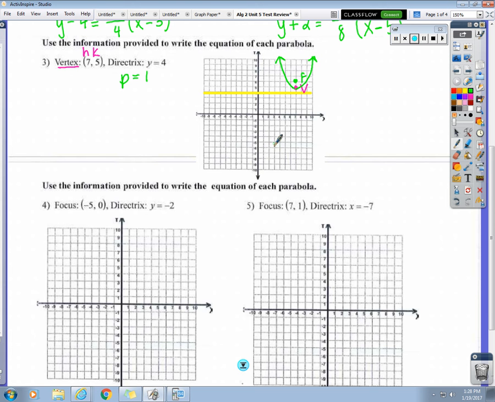So now we have everything we need to know. We know how the parabola opens. It's positive because it opens up. We know the h and the k, and we know the p. We are still using the equation y minus k equals, because we are still dealing with a horizontal directrix. So y minus your k value of 5 equals 1 over 4 times your p-value, which would just be 4. It's positive because the parabola opens up, and then (x minus your h value of 7) squared. And that is your equation for that parabola.